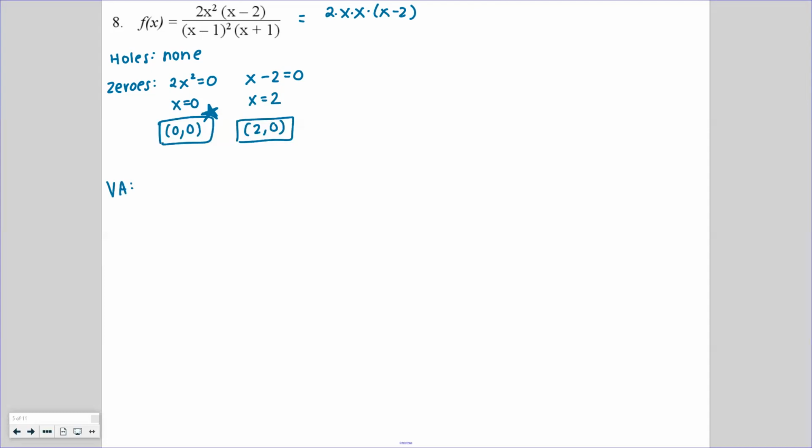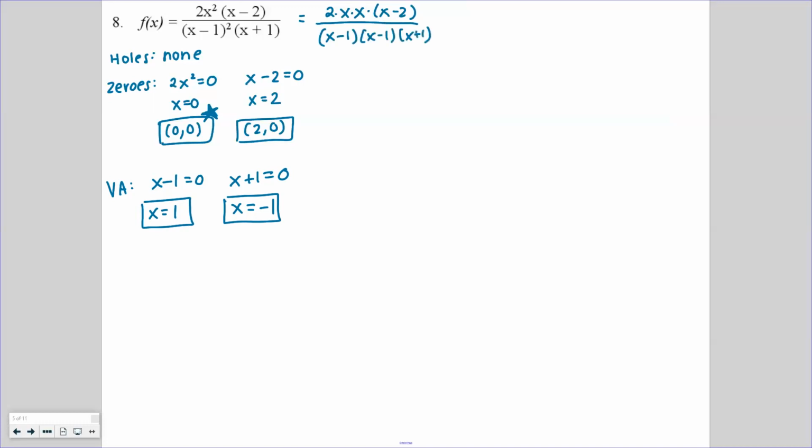All right, so let's take a look at the vertical asymptotes then. There are two factors that can create vertical asymptotes in our graph: the line when x is equal to 1 and when x is equal to negative 1. Again, the factor x minus 1 is being squared. We've got two of them. If I want to write the denominator out, expanded, this is x minus 1 times x minus 1, times x plus 1. So I'm also going to put a star next to that vertical asymptote.